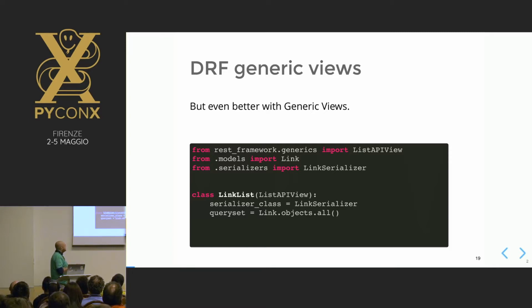So in this case, the list API view is a Django REST framework view for handling the list operation on our API. We can declare the serializer class as an attribute of the class, and then, of course, we have the query set. Last step.